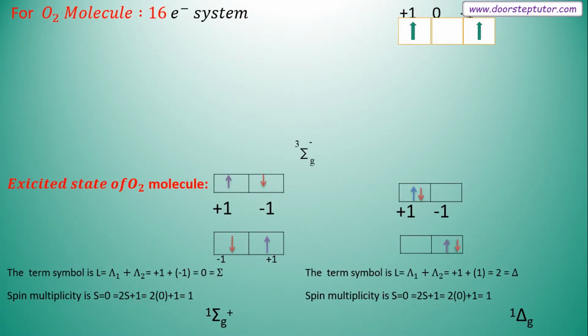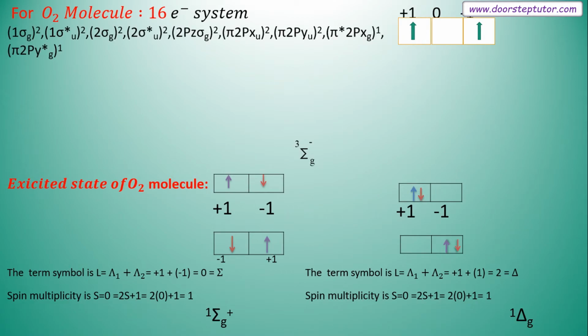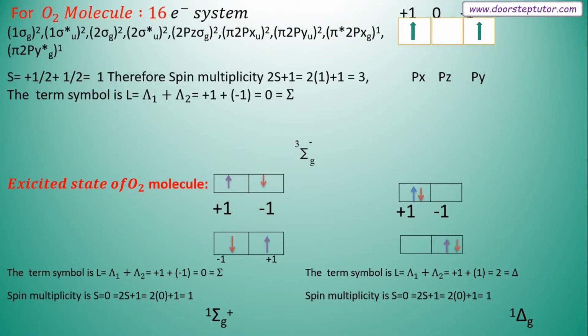Next we move to the O2 molecule, students. Many times this question has been asked in examinations. Here you can see the O2 molecule is a 16 electron system. It follows the above 14 electron rule. The electrons first enter the sigma 2pz, then the pi 2px and pi 2py, then the electrons enter the pi star 2px and pi star 2py. So the electrons are present in pi star 2px and pi star 2py.